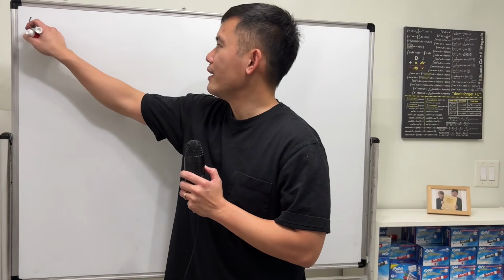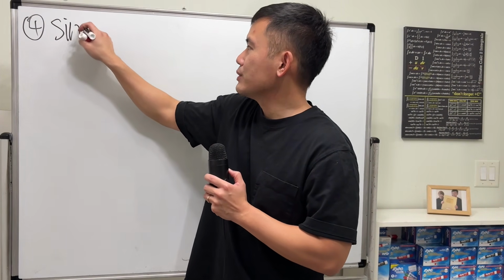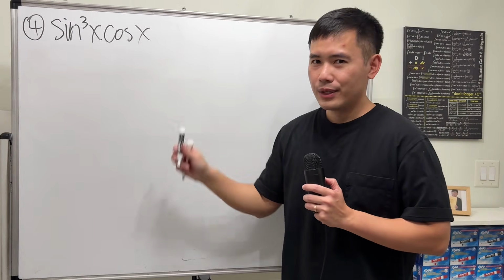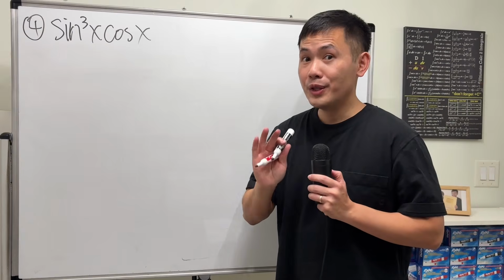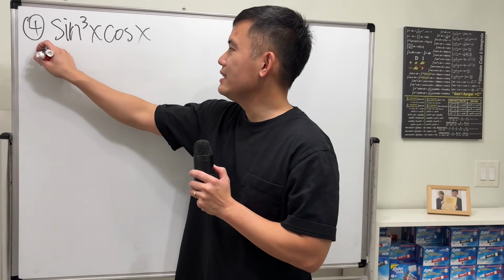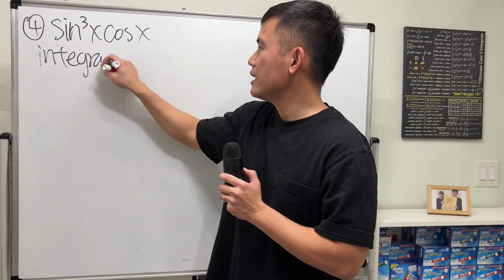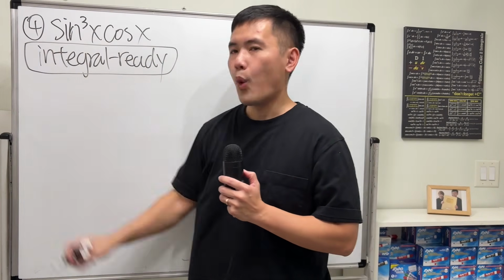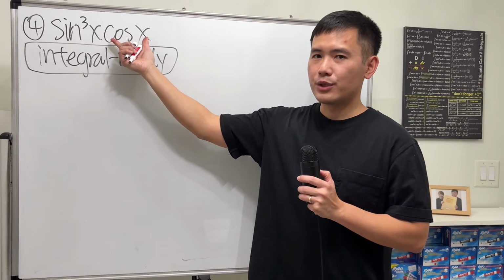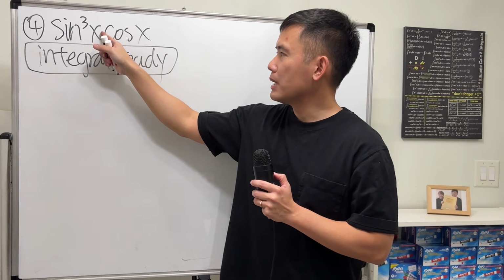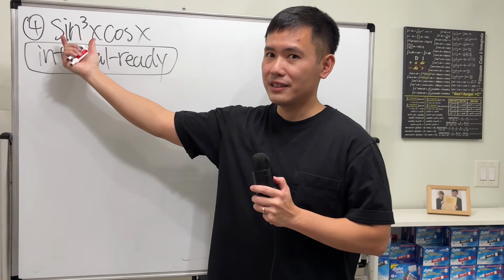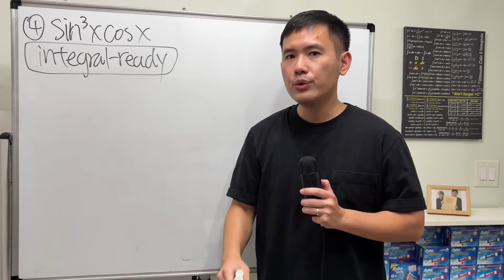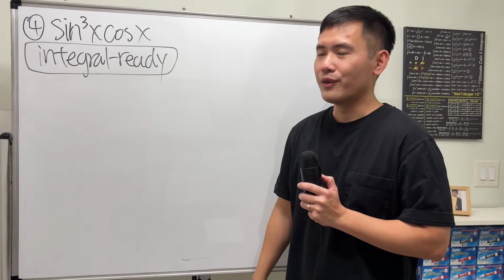Okay, for number 4, we have sine to the 3rd power x times cosine x. Do we have to do anything? No, this is already integral ready. Why? Because we have the cosine x factor right here, right? And this is being multiplied with an expression in terms of sine x. This means sine x to the 3rd power. So proceed by letting u equal sine x, and then you can go from there.